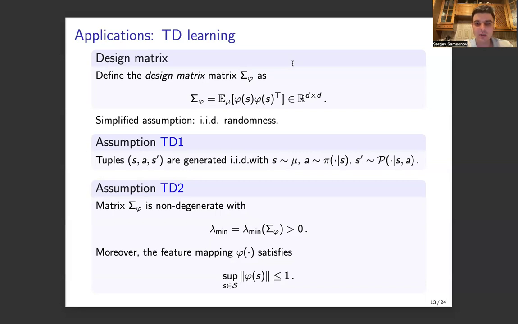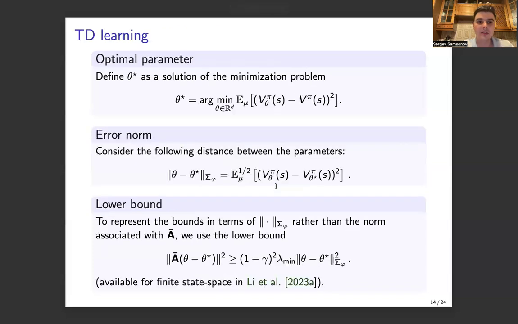First, we assume that the learning tuples are generated IID, that is, we assume that the agent is able to resample the starting point after every iteration of the update of the estimate of V pi. Second, we will assume that the design matrix Sigma_phi defined on the slide is non-degenerate with minimum eigenvalue strictly larger than 0. We will also assume that the feature mapping phi of S is bounded by 1 in norm for any state S. In this case, it can be shown that theta star, which is the solution of the linear system defined on the previous slides, is also a solution of the weighted least squares problem, which is defined now.